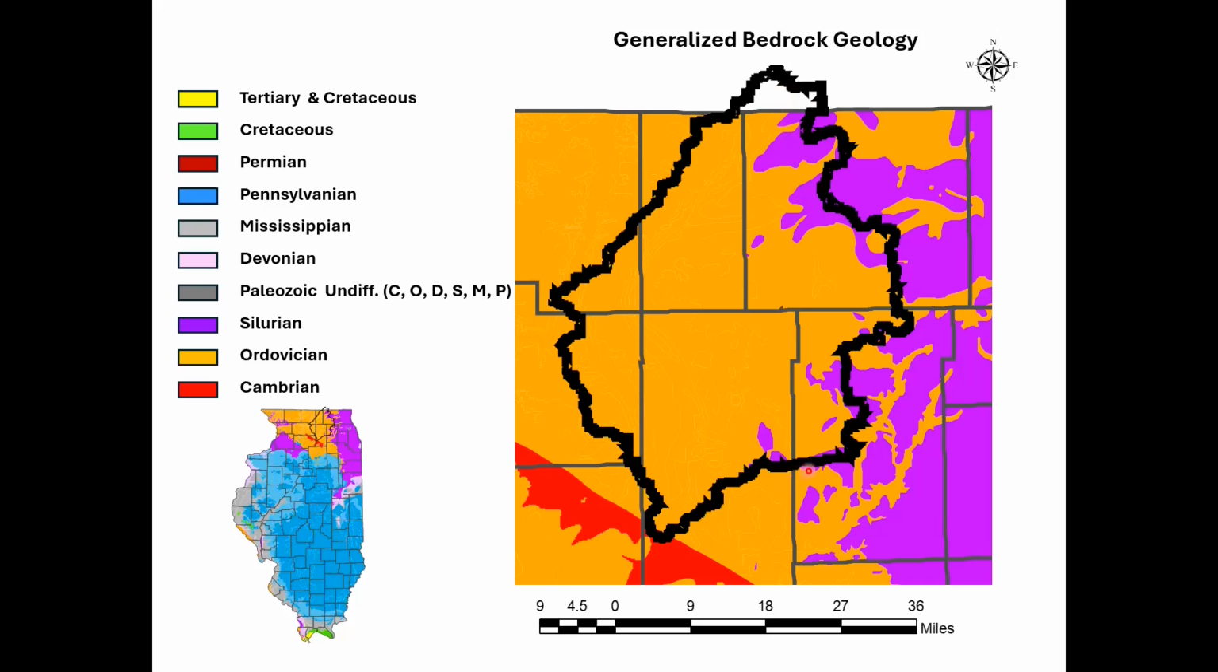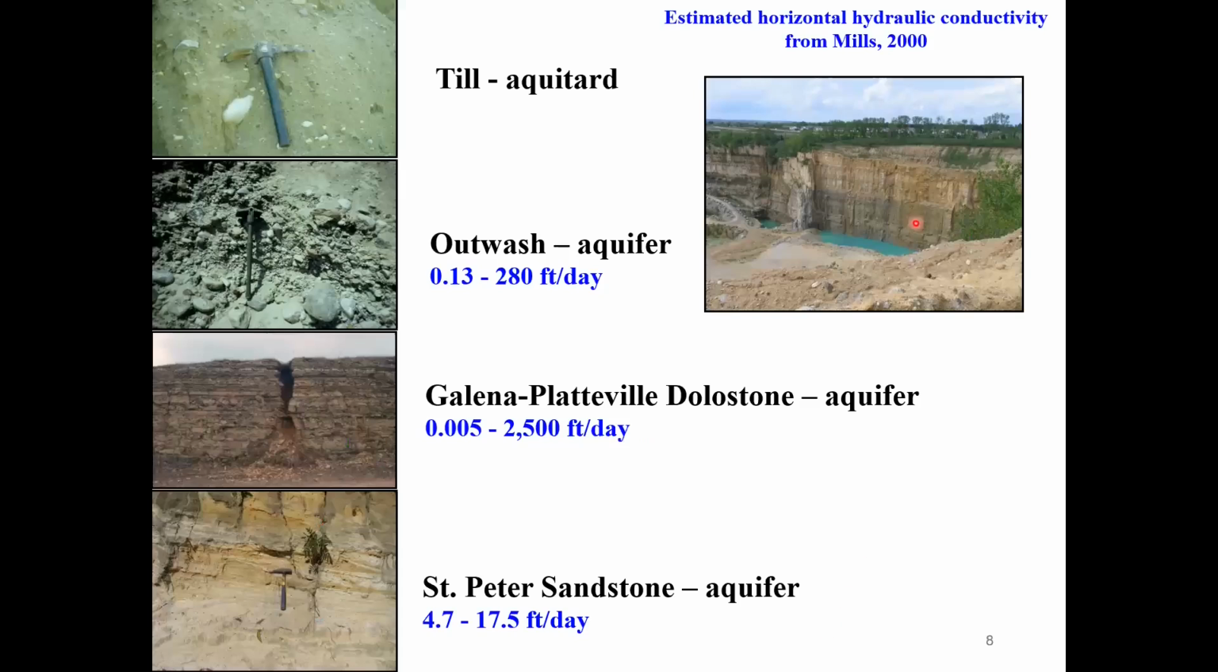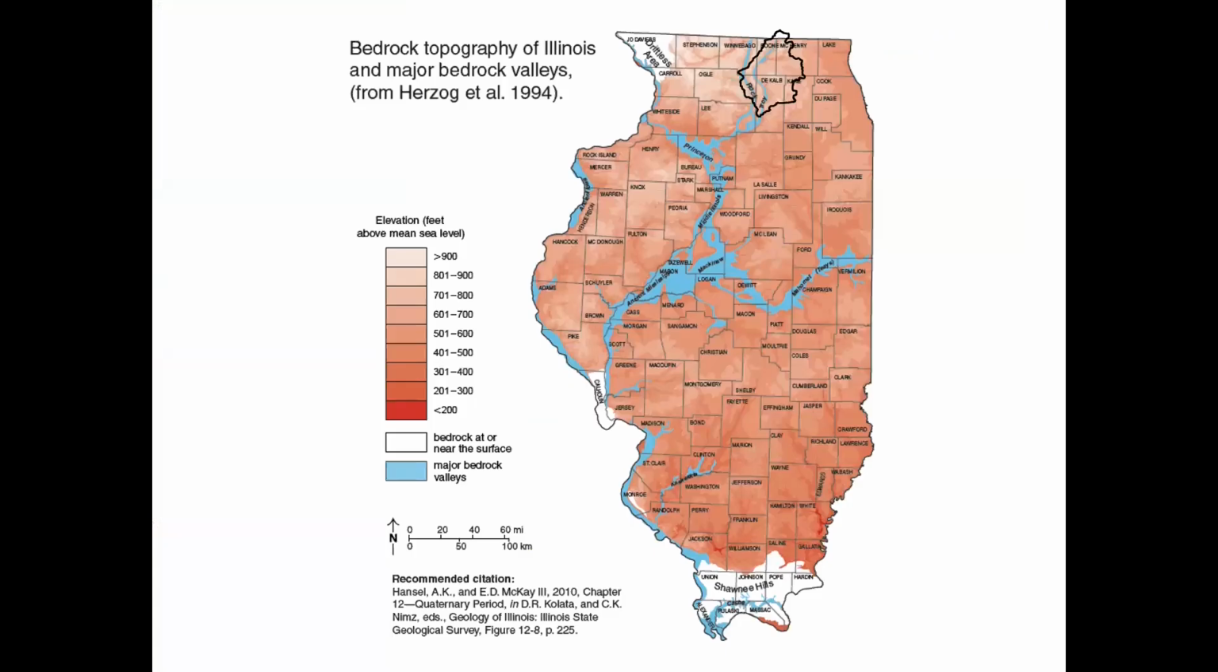So the bedrock that's down there is mostly Silurian and Ordovician. These are 400 million year old or more marine rocks, mostly limestones and dolostones, with a few shale and sandstone units in there. So we've got the bedrock down underneath the glacial sediments that are on top. And we'll come back and look at how water moves or does not move through these units in a couple of minutes. There are numerous bedrock valleys in Illinois.